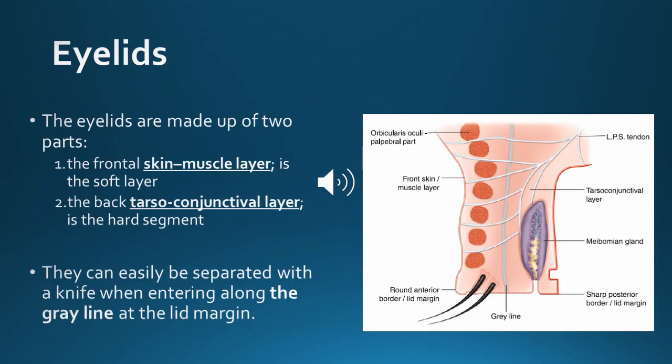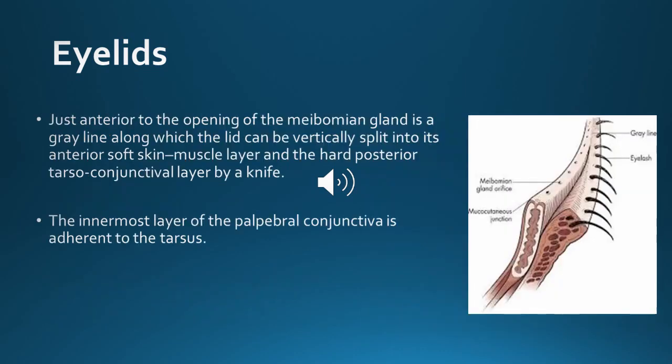The eyelids are formed of 2 layers, anterior and posterior layers. The anterior layer is formed of skin and muscle layer, while the posterior layer is the tarsoconjunctival layer. At the lid margin, the anterior and posterior lamellae of the eyelids can be separated at the gray line. Anterior to the gray line are the lash follicles, while posterior to the gray line are the meibomian gland orifices.